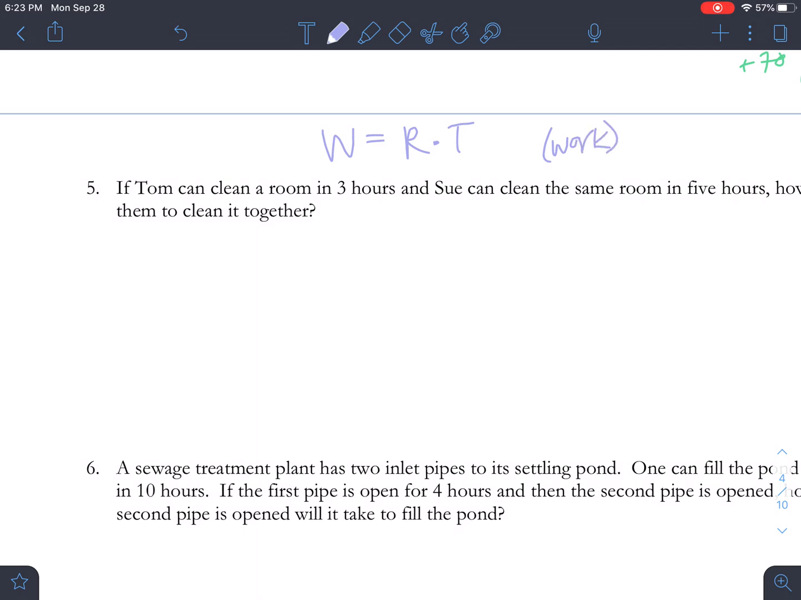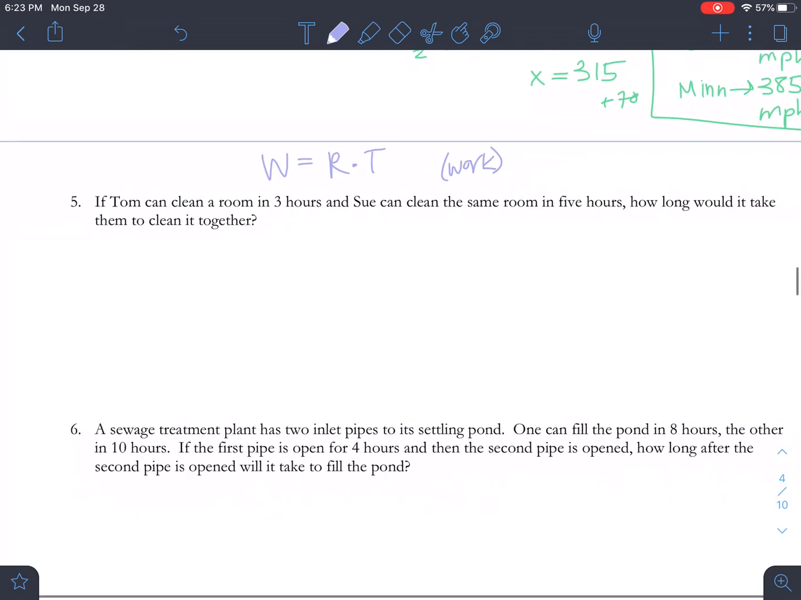Okay, so besides distance equals rate times time, we also talk about work. This is like how many houses can I paint per hour, or how many gallons of water a pipe can add to a pool per hour. That's the work that this pipe is doing, the work that the person is doing. So very similar setup here.